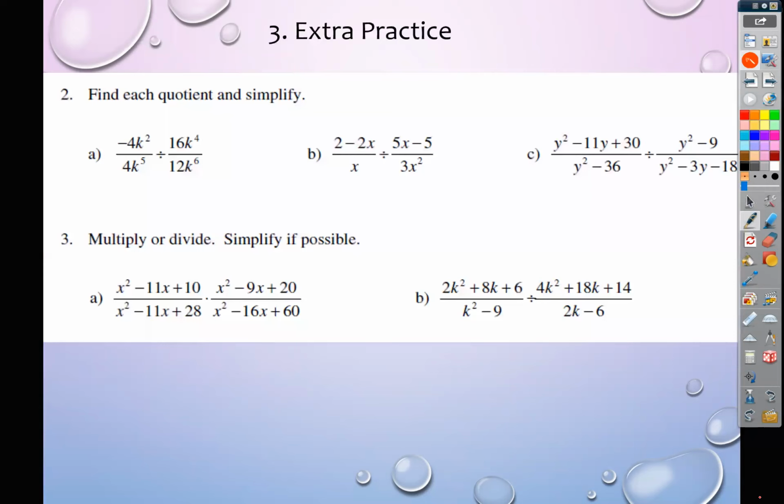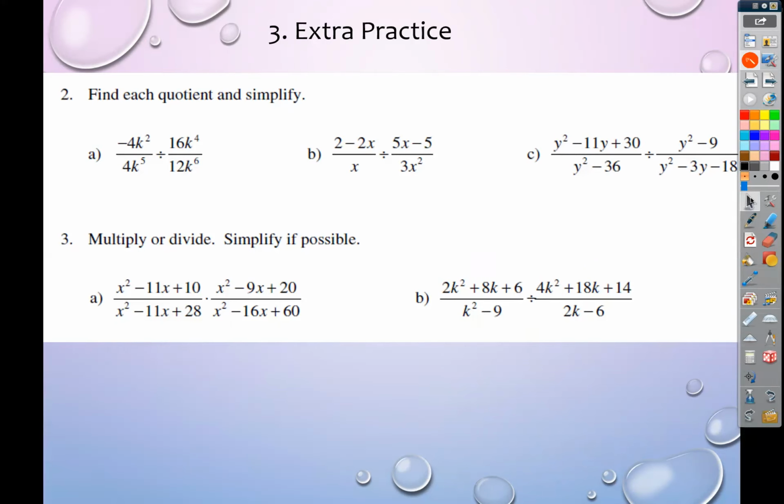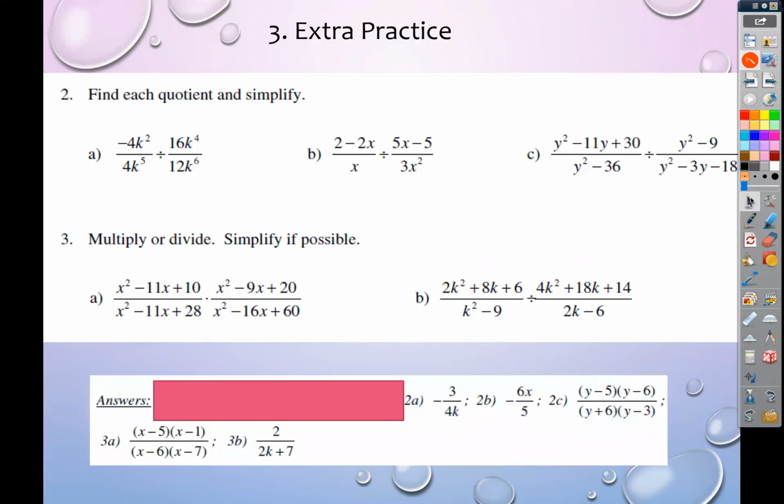Now, I do want to bring to your attention, before you start on number 3B, what do you think you're going to have to do first? Pull out the GCF. So in both numerators, you could factor out a 2, actually in that denominator also. So go ahead and pause it and try these. And your answers are below.